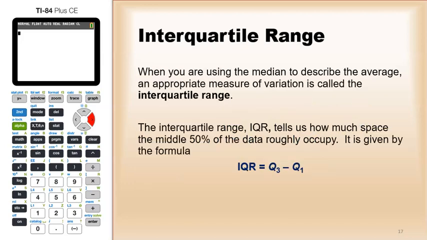All right, the interquartile range is a formula that looks a lot like the range. When you're using the median to describe the average, an appropriate measure of variation is called the interquartile range. The interquartile range, which is usually abbreviated as IQR, tells us how much space the middle 50% of your data roughly occupy. So it's kind of the range of the middle 50% of your data set. And it's given by the formula of the upper quartile minus the lower quartile.